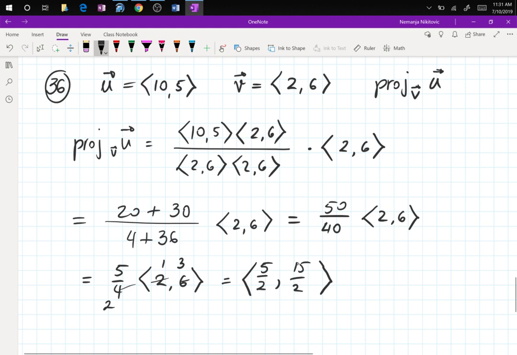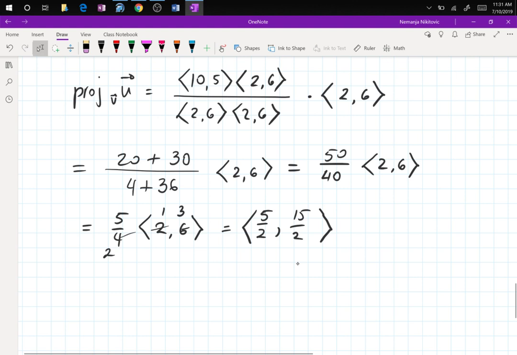This is good? Great. That's the projection. Very simple. What's the shadow of the vector?